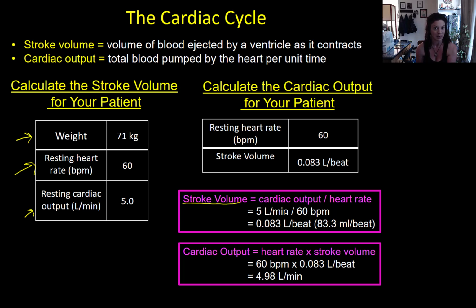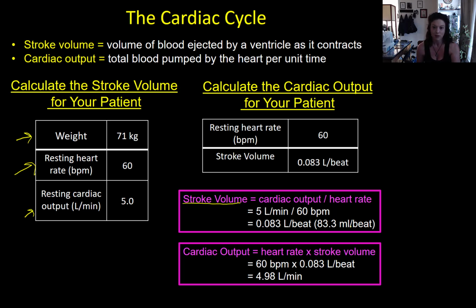Minutes cancels out. Since it's present in both values, it cancels itself out, leaving you with just liters over beats. Okay? You could convert this if you wanted to. You could convert it into milliliters if that's a little easier. This is the equivalent of 83.3 mils per beat. 83.3 milliliters of what? Of blood leaving the ventricle.